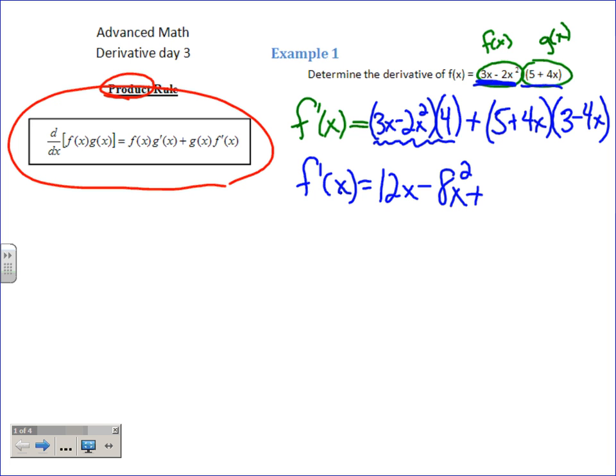Now you just have to trust me at this point. I know that it seems silly. Why would we do product rule and then have to FOIL when we could have just FOILed and done it simply? I'm trying to get you to know product rule.